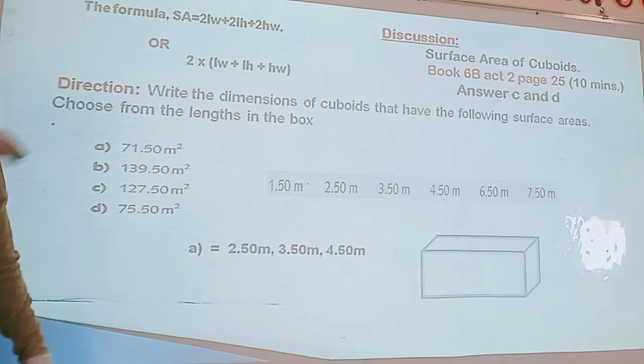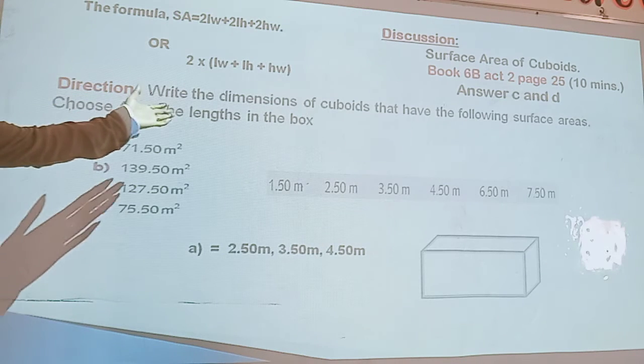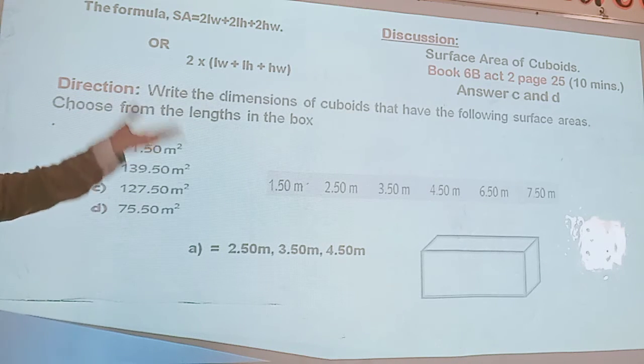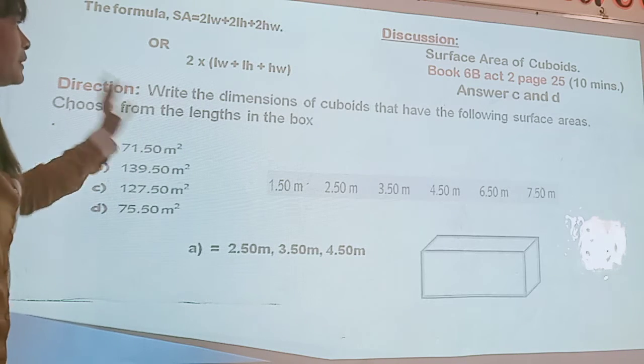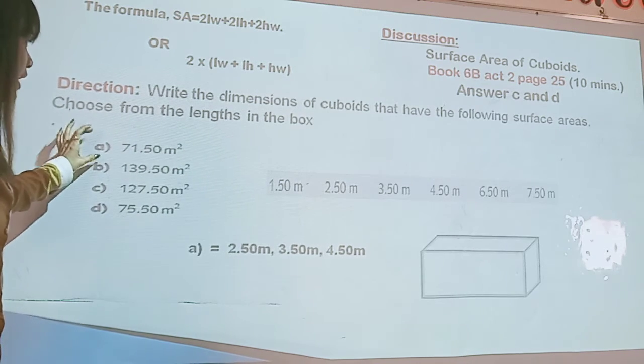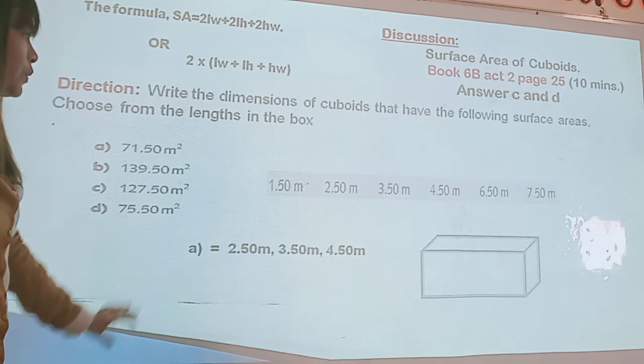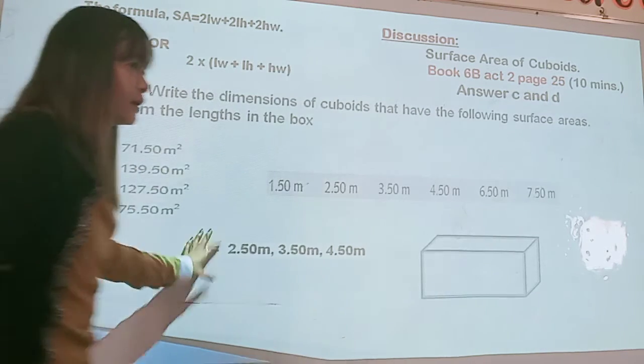Okay, so let us do the page 25 activity number 2. Write the dimensions of cuboids that have the following surface areas. Choose from the numbers in the box. For letter A, let us answer letter A. The surface area should be 71.50 meters squared. So we are going to use this measurement.